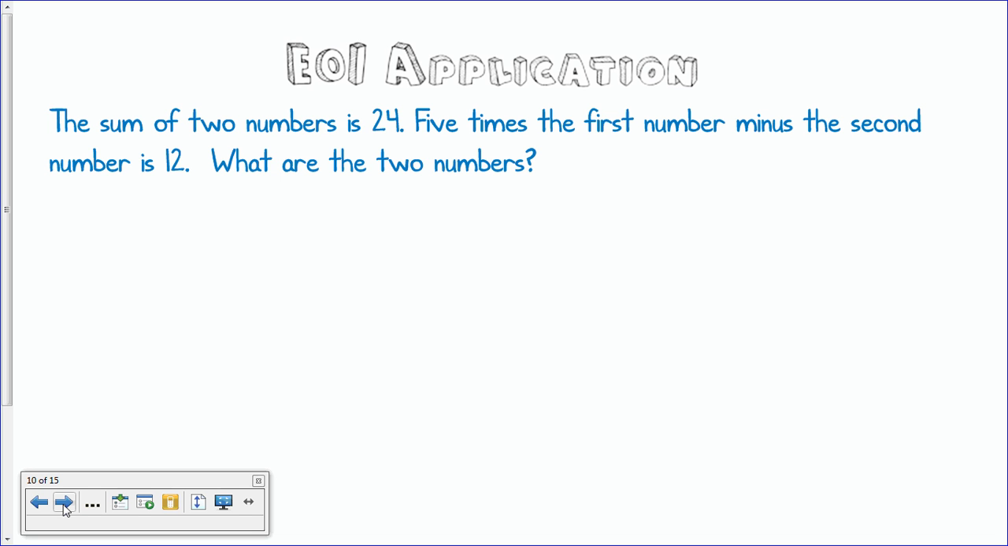Here's an EOI question. Have we worked one like this one already? Hello, you guys wake up? Yes. Okay, I'm going to put this on the test, the chapter 6 exam, so you need to pay attention. The sum of two numbers is 24. How do I write that? x plus y equals 24. And then 5 times the first number, 5x plus y, minus y, right? Equals 12.